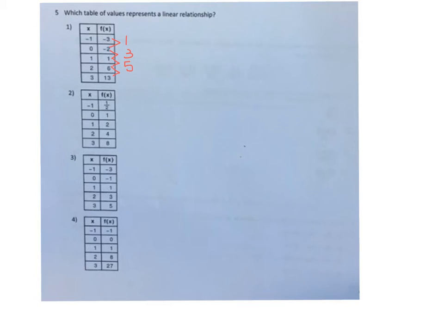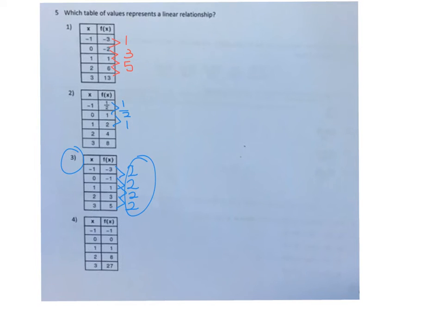I can already see that I'm not going to get a constant for the next one because 1 minus 1/2 is 1/2, and then 2 minus 1 is 1, so that doesn't work. Negative 1 minus a negative 3 is negative 1 plus 3, which gives me a difference of 2. 1 minus a negative 1 is also 2. 3 minus 1 is 2. And 5 minus 3 is 2. So here's the constant values that I'm looking for. So choice 3 is the obvious answer.